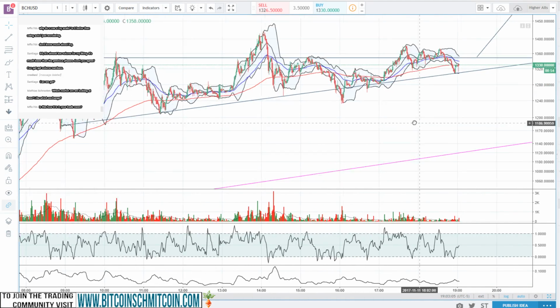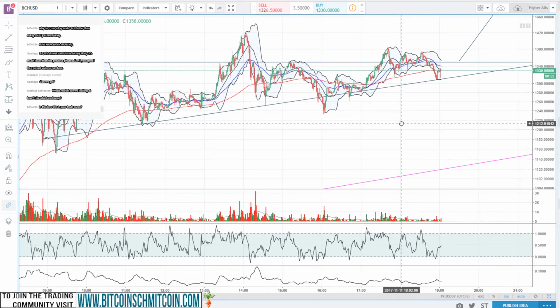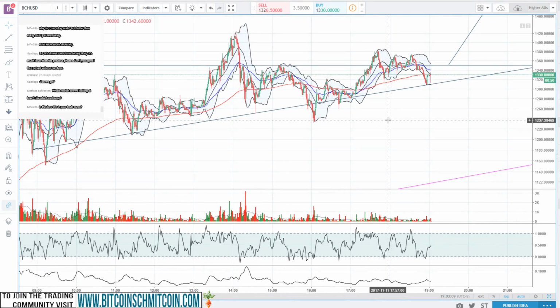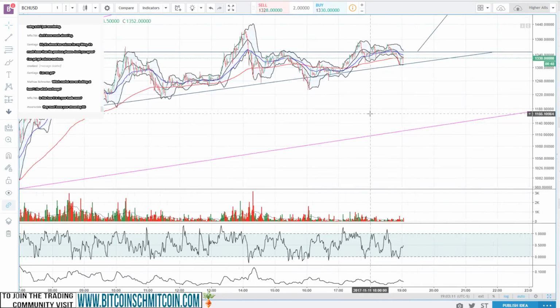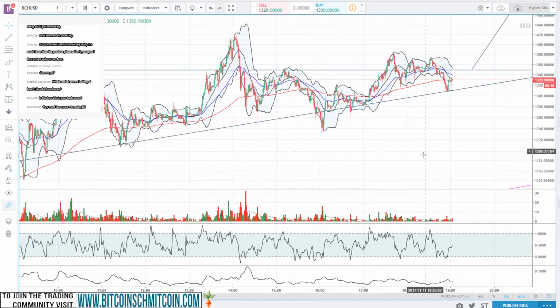Overall, this is just choppy garbage, isn't it? I mean, it's trending upwards still, which is good, you know, if you're long, but in general, it's still pretty choppy.